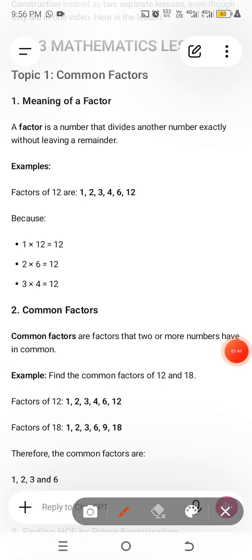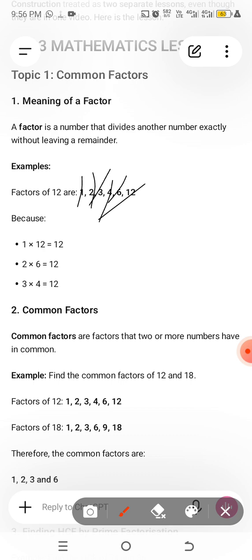Now when we look at factors of 12, we look at 1, 12 over 1, 12, remainder 0. Then we look at 2, 12 over 2, 6, remainder 0. Look at 3, 12 over 3, 4, remainder 0. We look at 4, 12 over 4, 3, remainder 0. Look at 6, 12 over 6, 2, remainder 0. Look at 12 itself, 12 over 12, 1, remainder 0. Do you understand?